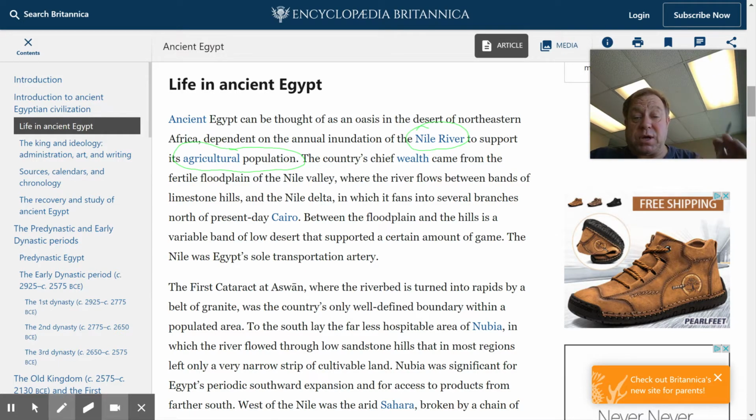So not only is the Nile providing them with their water for food to grow crops, it's also their main form of transportation. This is how they're getting around. They're using, well, we'll just call them boats for now. They're going to go on a river with boats.